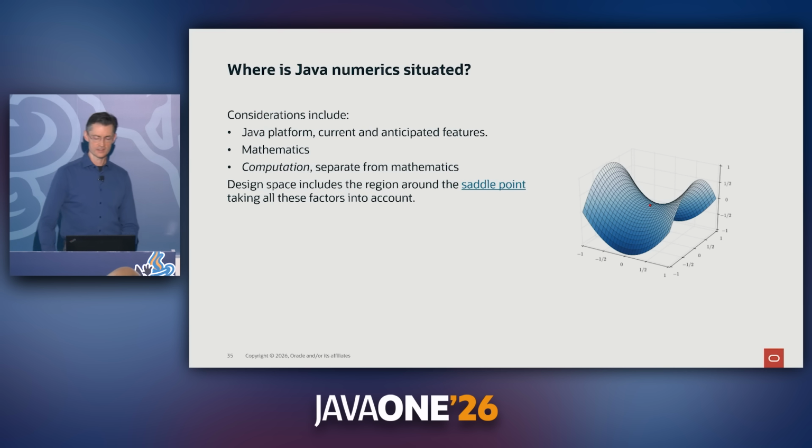So I think that leaves us in a situation like this, where there's multiple considerations we want to keep in mind when working on Java numerics. We want to take into consideration the platform's current and future language features, the actual mathematics behind it, and separate from the mathematics, the computational properties. This is one of the areas where floating point comes to mind, which has both mathematical and computational aspects to it. So we're not trying to maximize the utility on any one axis, but we're trying to find solutions that satisfy on these multiple considerations.